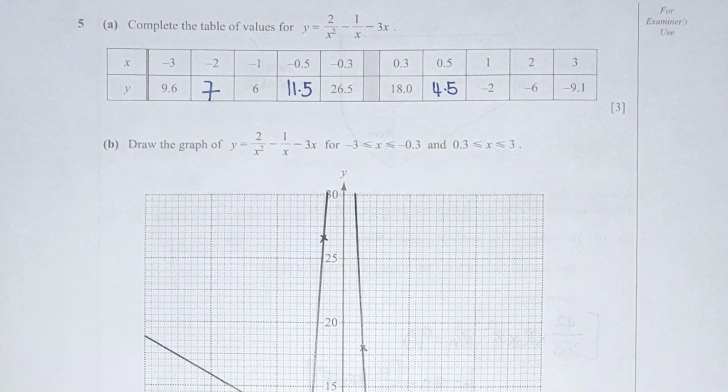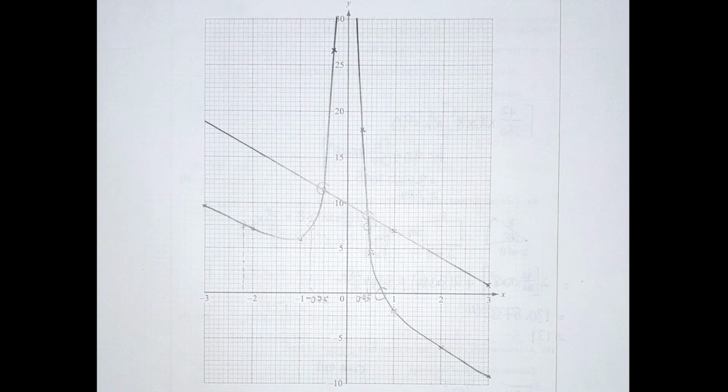Question 5 part A, pretty straightforward. Substitute -2, -0.5 and 0.5 into the equation. You should get your value of y as 7, 11.5 and 4.5 respectively. So plot down all the curves and this is how it looks like.